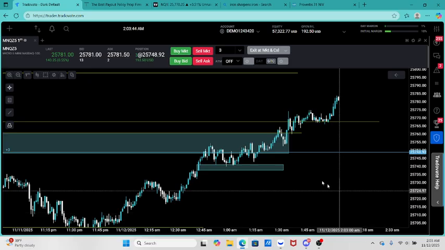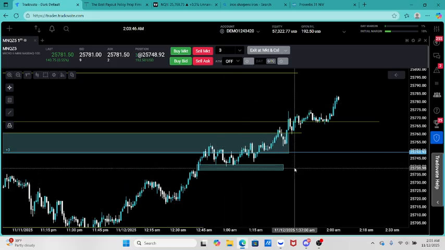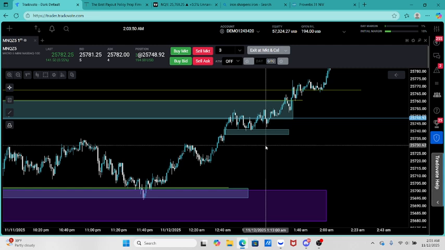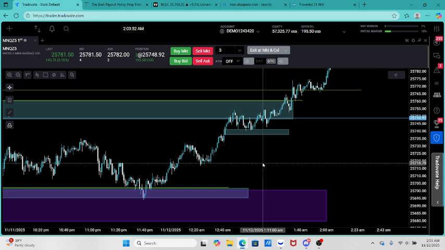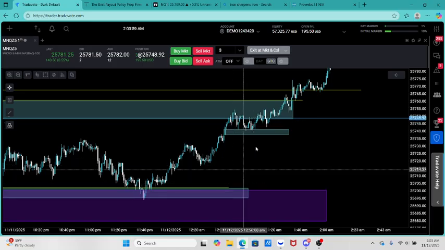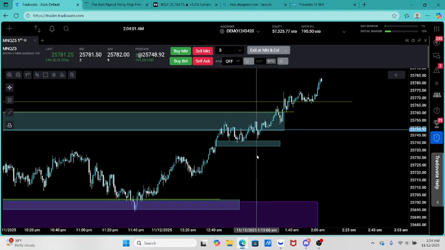And I intentionally didn't go in heavy. I only bought 3 contracts just because our stop would have been right down here, and that's quite a ways. It's a 30-point stop. So you can also gauge your contracts by your risk.